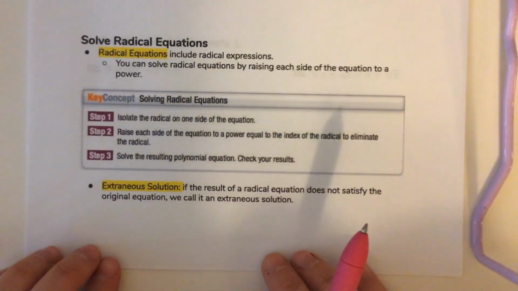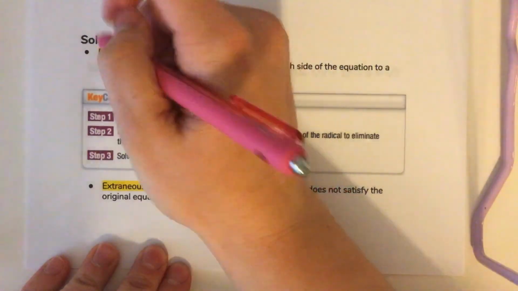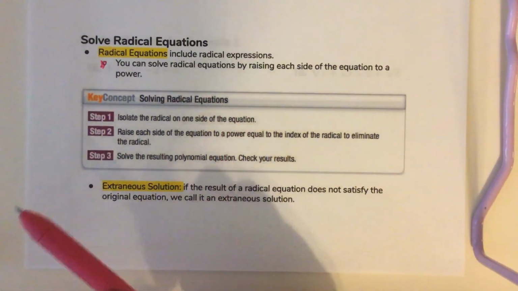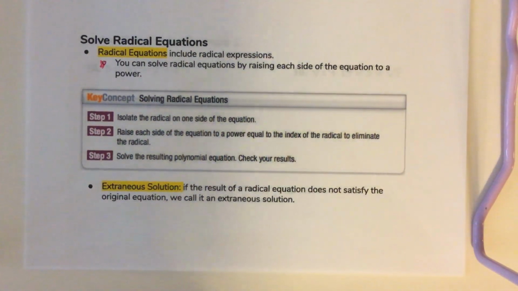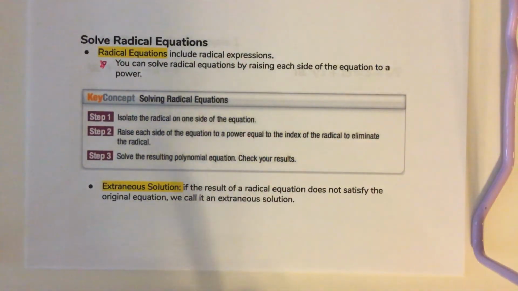Just to start us off with some notes here, what is a radical equation? Well, a radical equation includes a radical expression. How do we solve it? I want to make sure you guys write down that bullet point right there. You can solve radical equations by raising each side of the equation to a power. So we're going to be raising things to exponents to get other stuff to cancel out.